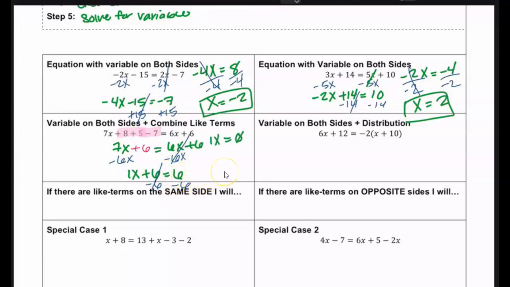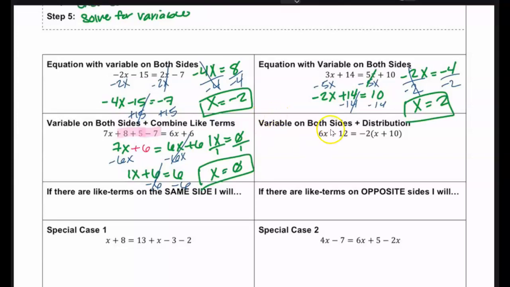Now you can stop here. 1x is the same thing as just writing x by itself, but you technically have solved the problem: x equals 0. Or you can just divide by 1 on both sides. If you forget that 1x is the same thing as x by itself, that's fine. You still get the same answer. So we move on to the next problem.